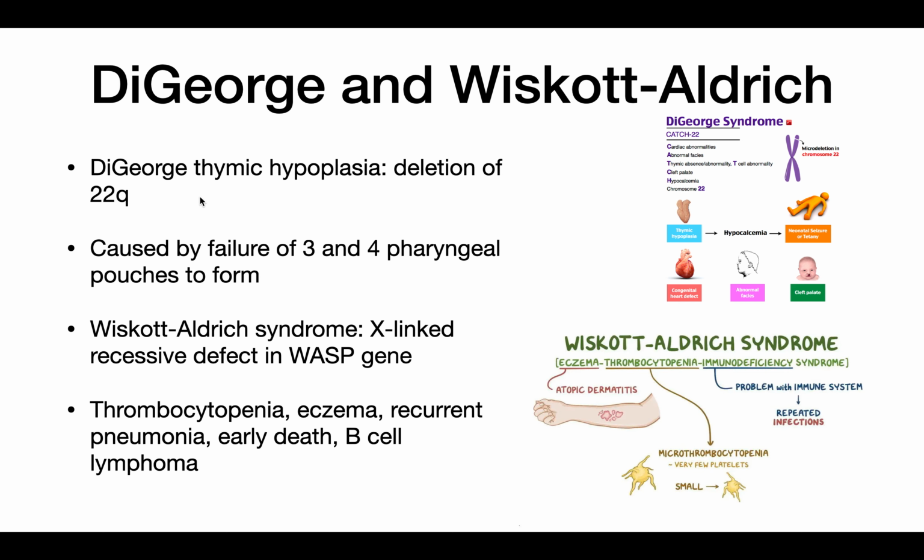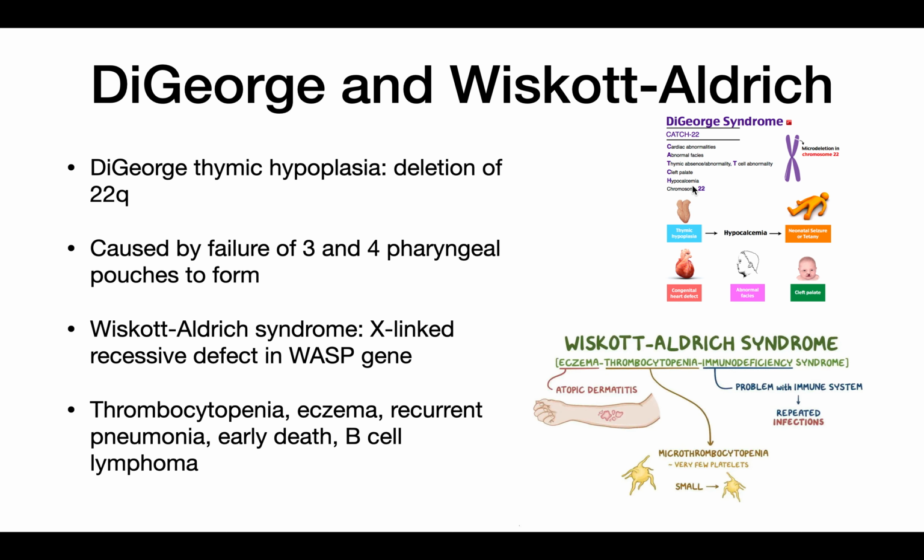DiGeorge is going to be a thymic hypoplasia thanks to a deletion of chromosome 22. It's going to be a cause of failure of the 3rd and 4th pharyngeal pouches to form, and it's also known as CATCH-22. So cardiac abnormalities, abnormal facies, thymic absence, T-cell abnormalities, cleft palate, hypocalcemia, and it's on 22.